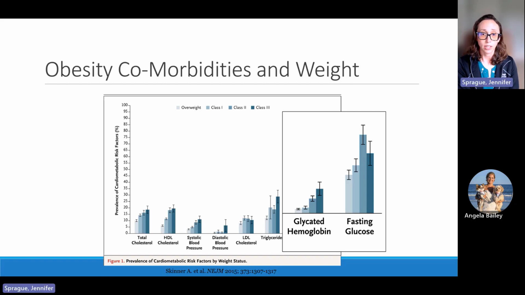Hemoglobin A1C greater than 5.7 or fasting glucose greater than 100 is dysglycemia, so that will include both prediabetes and diabetes. And you can see that as the degree of obesity increases, the prevalence of elevated hemoglobin A1C and fasting glucose also increases. The highest risk is those in the highest weight category.